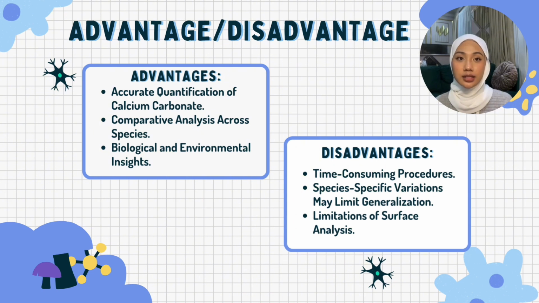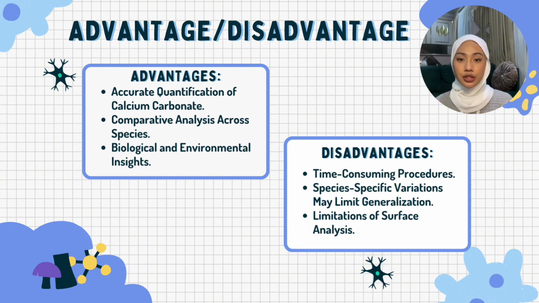Second is comparative analysis across species. It compares calcium carbonate content in eggshells from multiple species, which helps in understanding interspecies differences. Lastly, for advantage is biological and environmental insights. The relationship between eggshell structure and external factors like environments, habitats, diet and mineral nutrition of animals. This has implications for both scientific understanding of eggshell formation and potential applications in agriculture, especially in poultry farming.